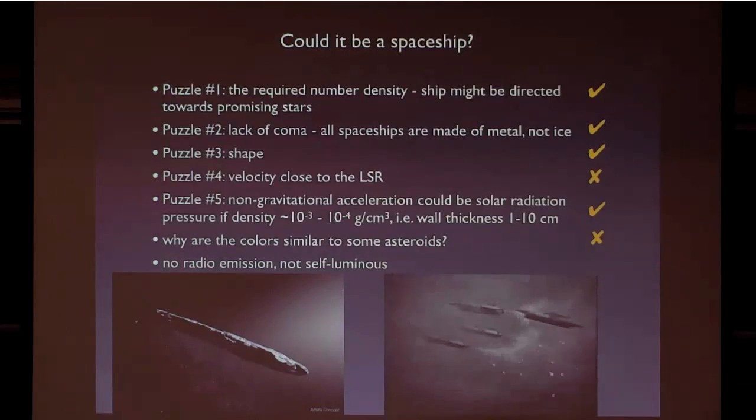It doesn't explain why the colors are similar to some asteroids. They did look for radio emission. There's no radio emission. The light curve isn't due to porthole lights coming in and out of view, because the flux goes like the product of 1 over r squared from the sun and 1 over the distance squared from the Earth. So it's clearly reflected light rather than self-generated.